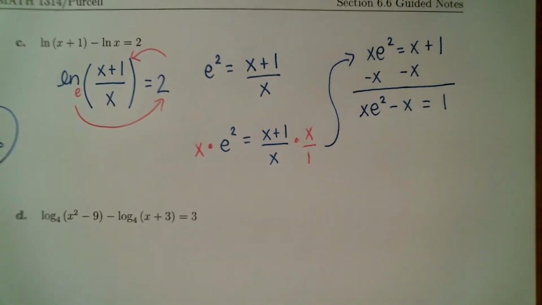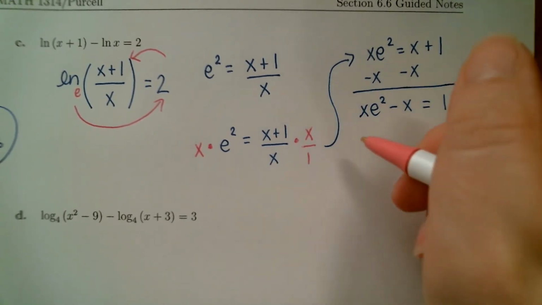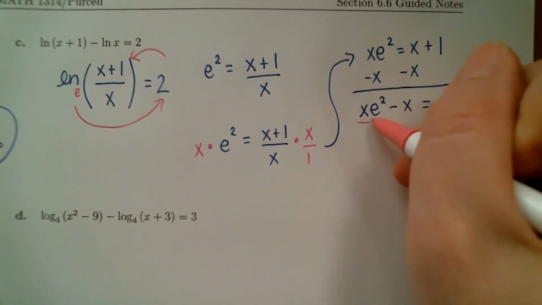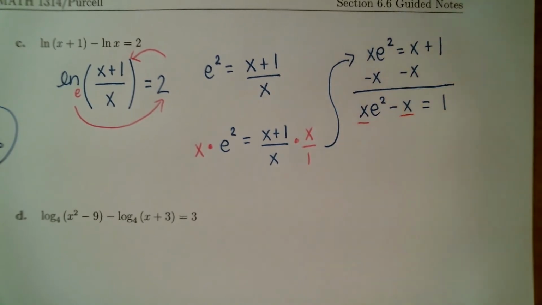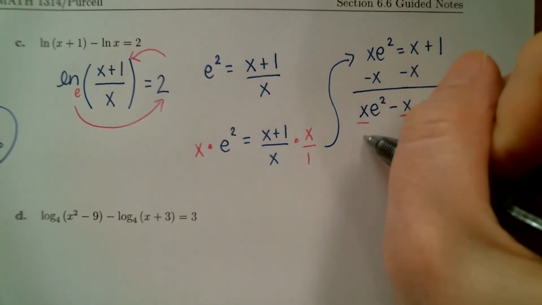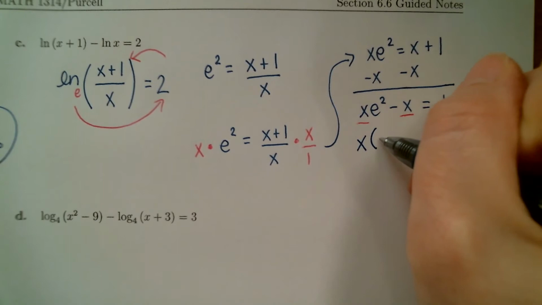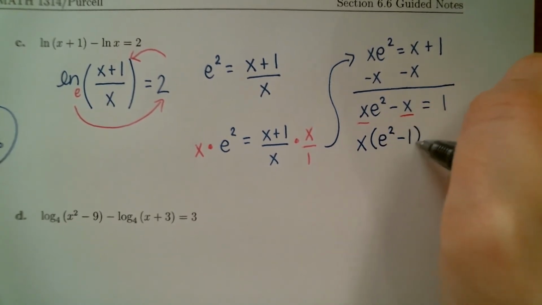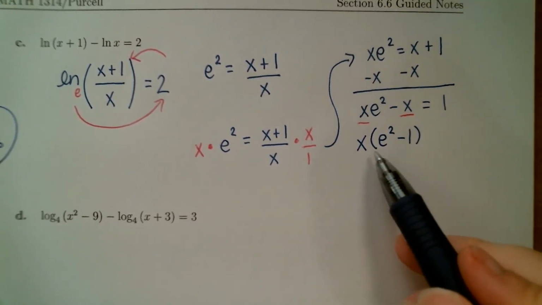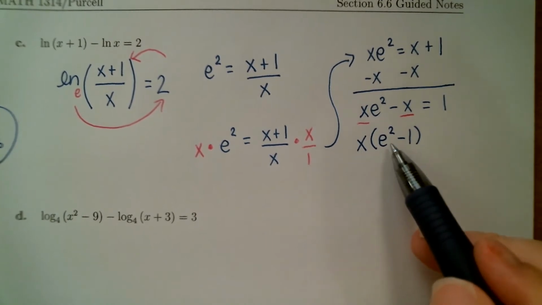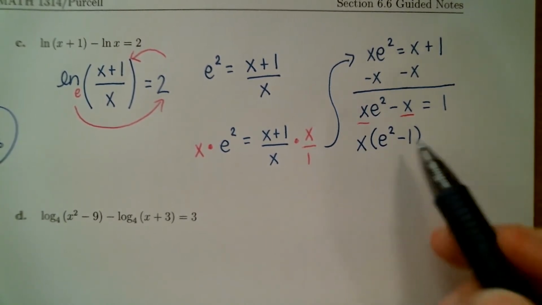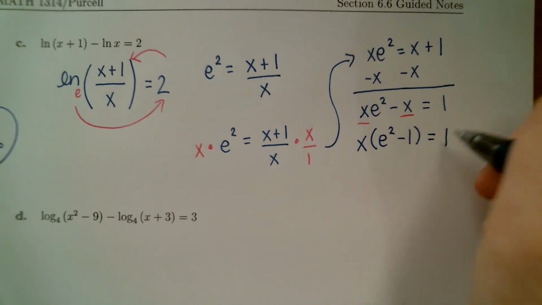And the trick to doing these problems is factoring. This term contains an x, as does this one. So we're going to factor out an x. We're going to write what's left. That's e squared minus 1. Because remember, if you multiply it back out, you're going to get what you started with. This is going to be x times e squared minus x. That's got to equal 1.